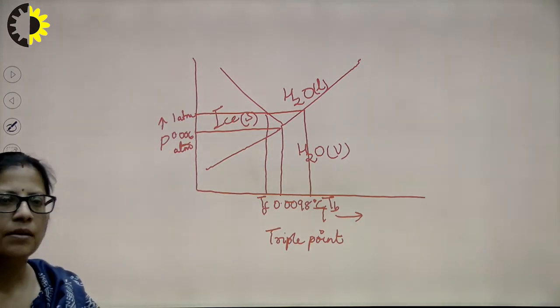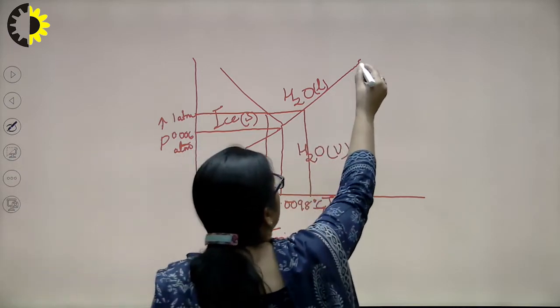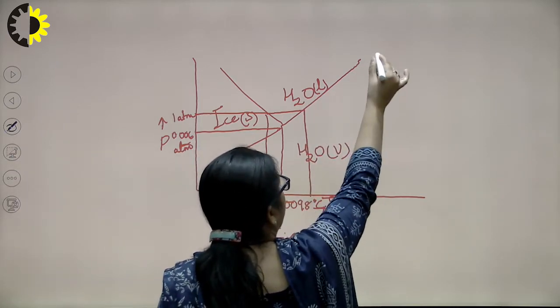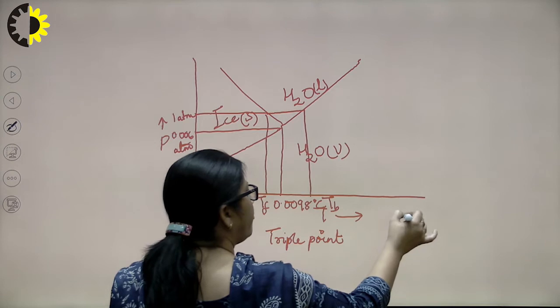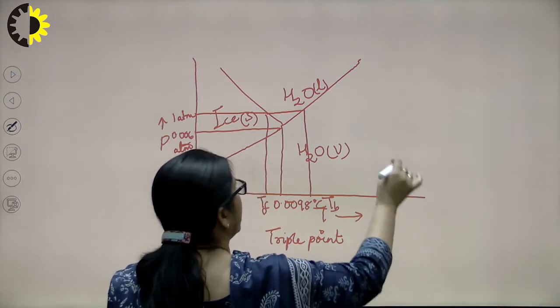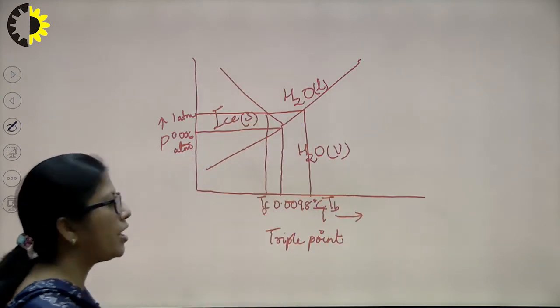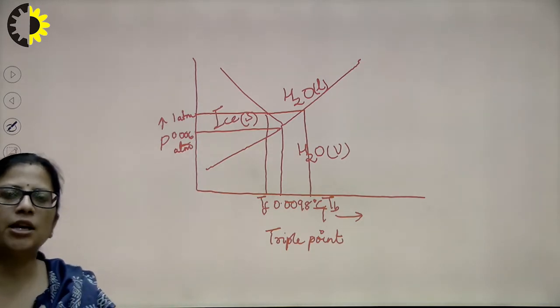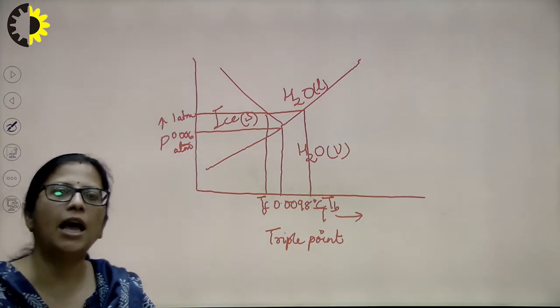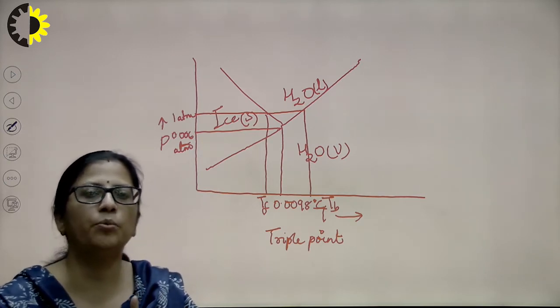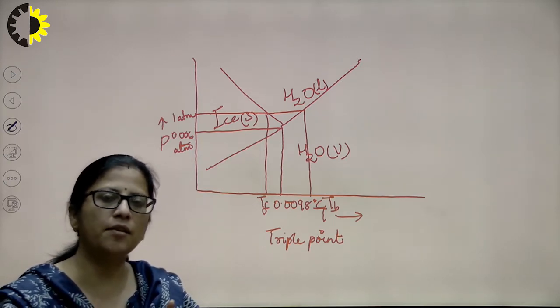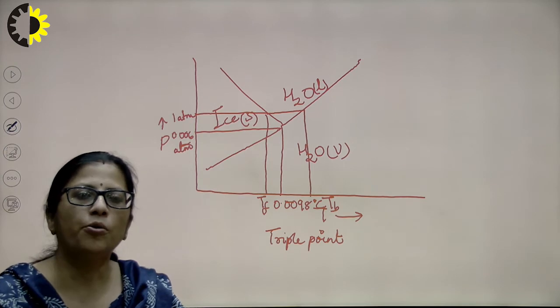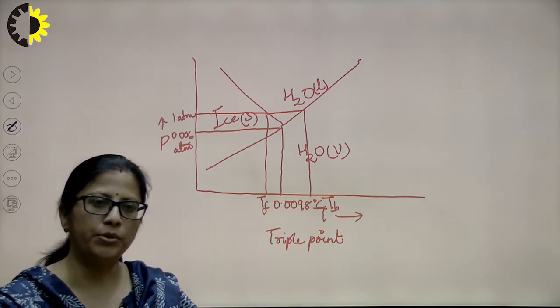This curve extends up to the critical point, which is 314 degrees centigrade and 218 atmospheric pressure. After that, the two phases merge into each other, interconvert into each other, and result in the formation of only one phase, that is a denser fluid, which is also known as a supercritical fluid.